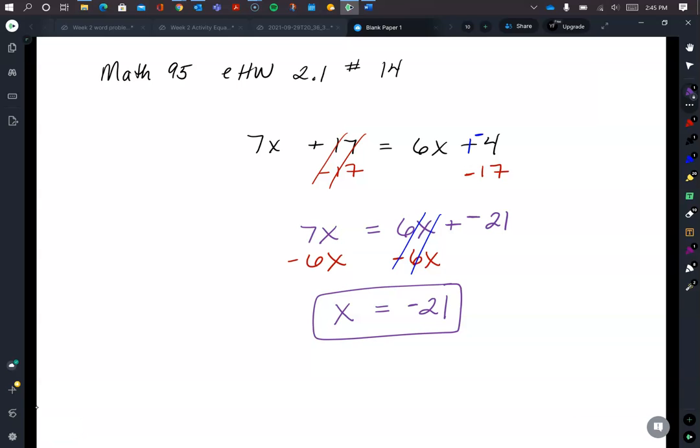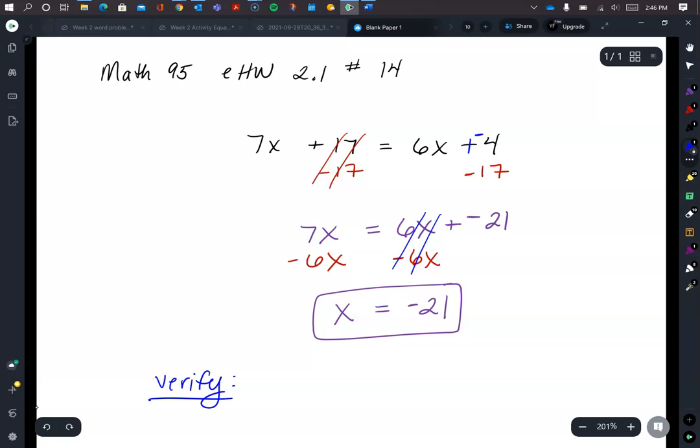You can verify that by checking back in. You don't always have to do that, but I'm going to show you what I mean by verify. I would go back to my original, which would be 7 times x, but instead of x, I'm going to put parentheses there. Plus 17 equals 6, instead of x, I'm putting the parentheses, and then my original was subtract 4. So I'm going to plug into the parentheses my answer, which was negative 21. And then I'm going to see, do those sides balance?